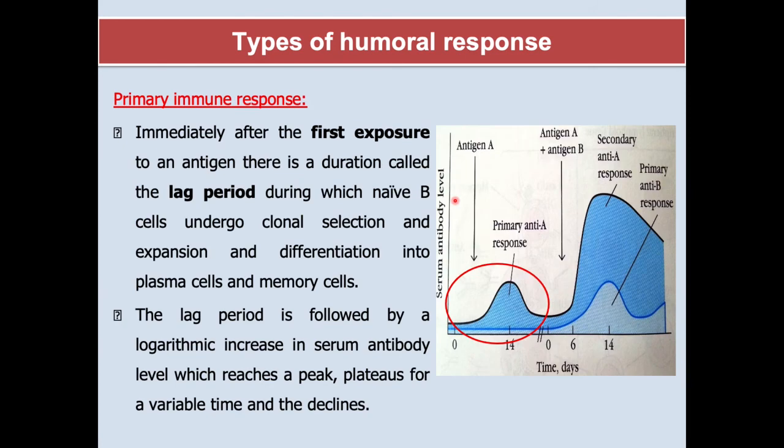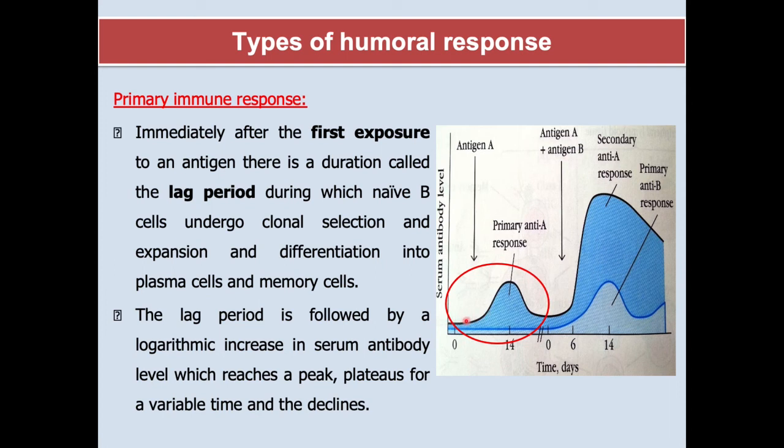During the primary immune response, immediately after the first exposure to the antigen, there is a duration called the lag period. Just ignore the second part. Let's focus on the first part of the diagram. When there is a first exposure and the antigen is introduced into our body, there is a lag period here.